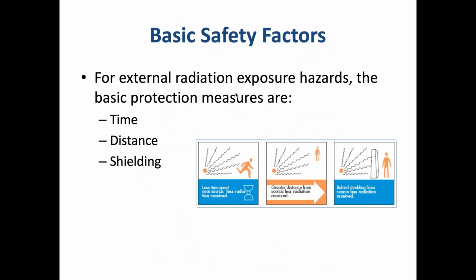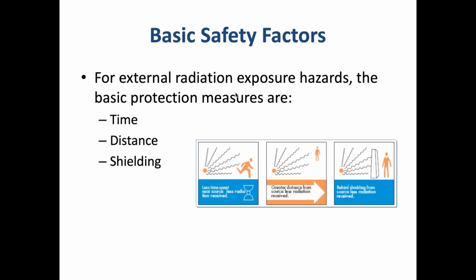Okay, basic safety factors. Some of the formulas and equations that we've already looked at illustrate that there are three basic ways to protect yourself from radiation. I would put the first one at distance, because we know that as you double the distance, you quarter the amount of radiation that you're exposed to. Time, limiting the time that you have an exposure, and the use of shielding.